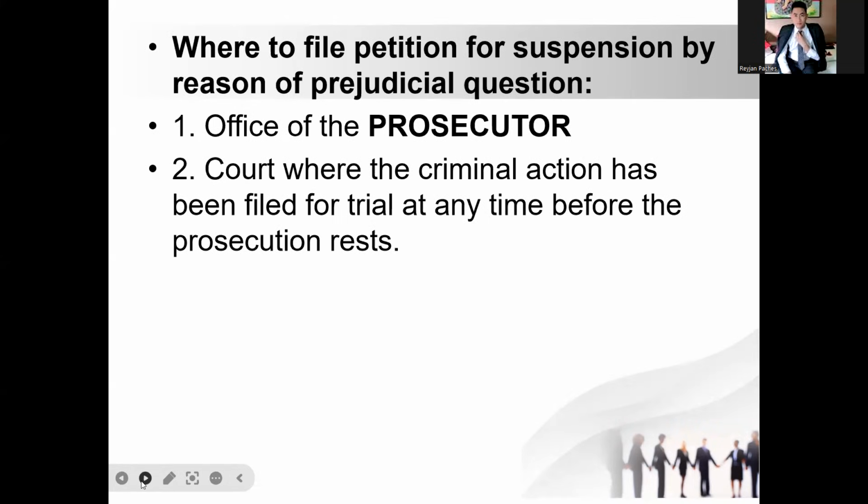I-trial and hearing muna yung civil case before tayo mag-proceed sa criminal case. Whatever the result of the civil case, it will determine whether or not the criminal case will push through. So yan yung tinatawag natin kung saan magpa-file ngayon ng petition for suspension by reason of prejudicial question. Number 1, Office of the Prosecutor. Number 2, ang korte kung saan yung criminal action naka-file or kung saan at the time nag-rest na yung prosecution. Okay, papuntang trial, of course doon ka magpo-file ngayon ng petition for suspension or yung tinatawag natin na prejudicial question.